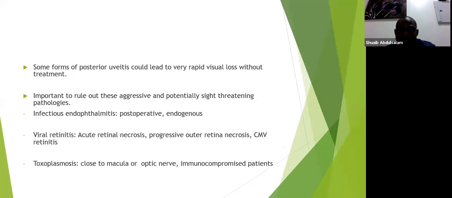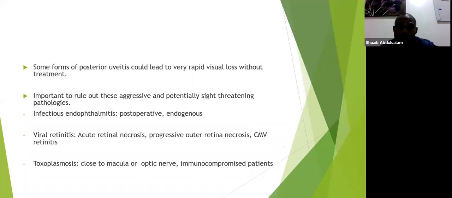You have your infectious endophthalmitis, and we know this could be post-operative or endogenous. Post-operative, of course, you want from the history a recent ocular surgery or intravitreal injection. Nowadays, there are so many centers giving intravitreal injections, so there's a risk of endophthalmitis in such cases. Then, for example, if the patient had a previous trabeculectomy, it might not be recent, it could have been done years ago, and they could have endophthalmitis.